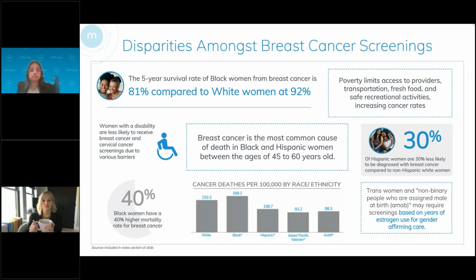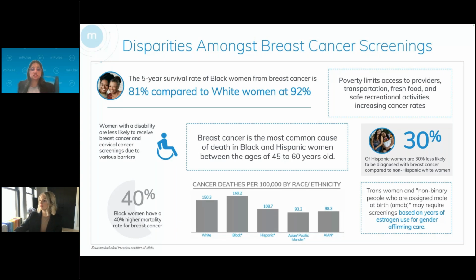We also know poverty exacerbates any type of healthcare condition, right? And in this instance, poverty limits access to providers, transportation, fresh food, safe recreational activities, all of which are common recommendations given to people in order to actually reduce their risk of developing cancer.